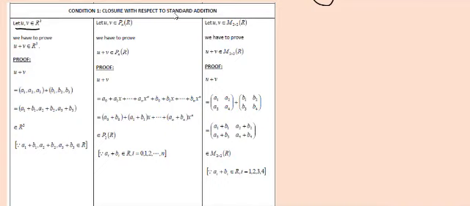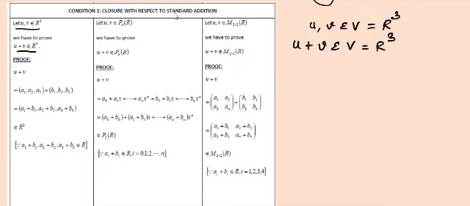As per definition, what we saw is I should take 2 elements from the vector set. Here the vector set is R3, so I am taking u and v from R3. What am I going to prove? u plus v belongs to V. Now the vector set is R3, so I am going to prove this: u plus v must belong to R3.